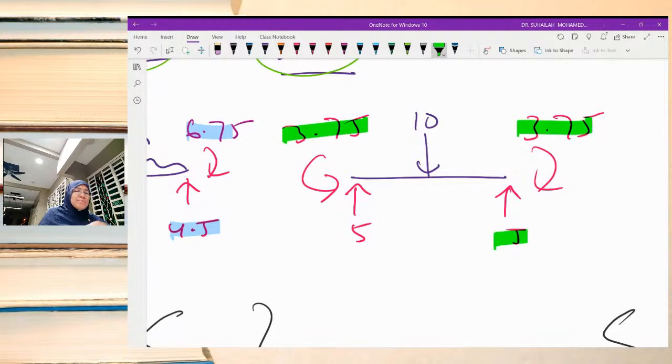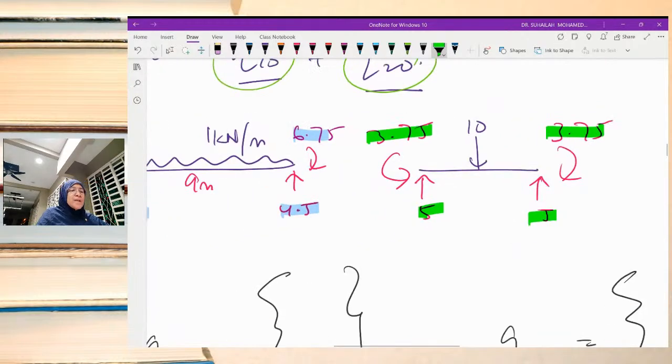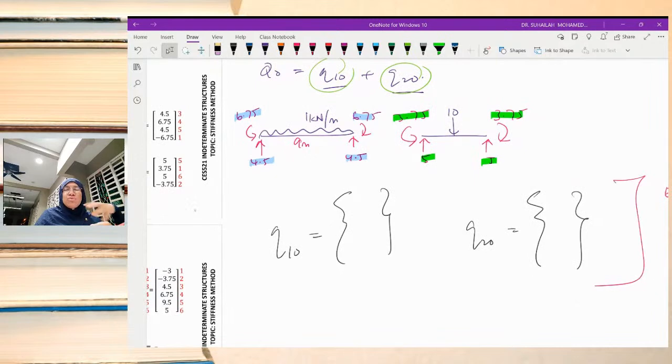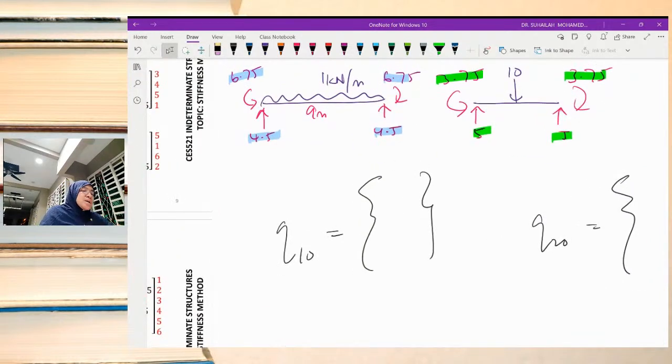4 values for element 2. So we have to put this value in the matrix under Q1 naught and Q2 naught. How do we want to transform into Q1 naught and Q2 naught? We have to put the values by following the degrees of freedom, based on what we have labeled under K.